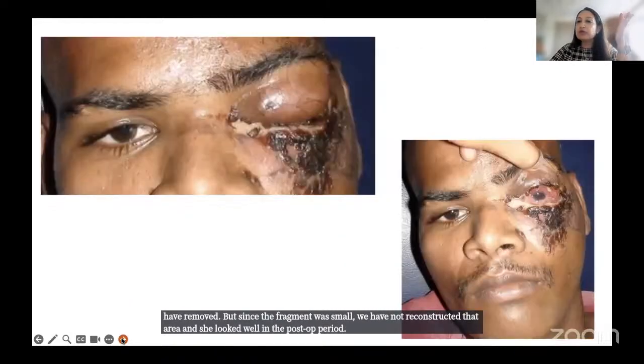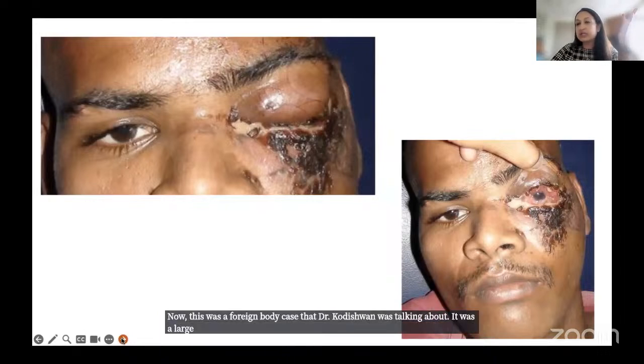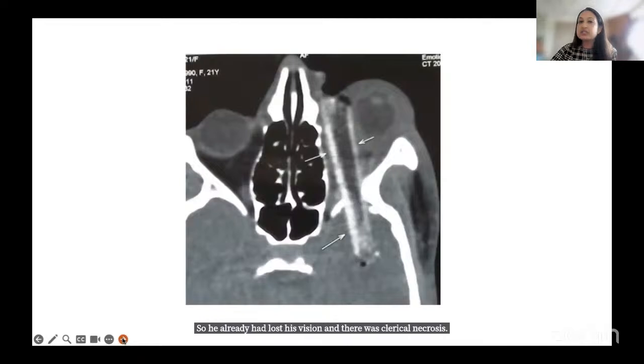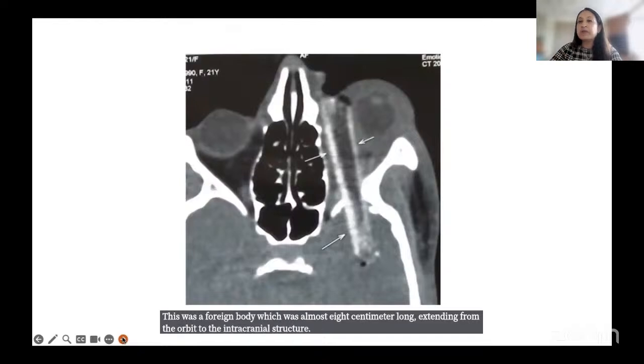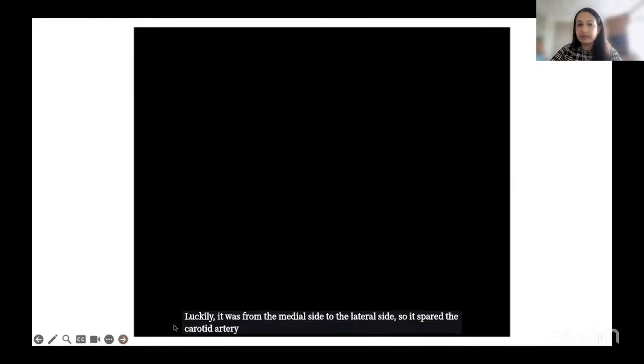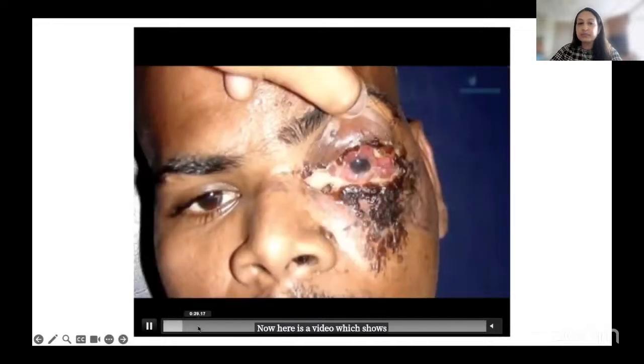Now, this was the foreign body case that Dr. Kodishwaran was talking about. It was a large wooden foreign body. It came to us after a week of injury. So he already had lost his vision and there was scleral necrosis. This was the foreign body, which was almost 8 centimeters long, extending from the orbit to the intracranial structure. Luckily, it was from the medial side to the lateral side, so it spared the carotid artery and the midline vital structures. Now, here is a video which shows the entire surgery.